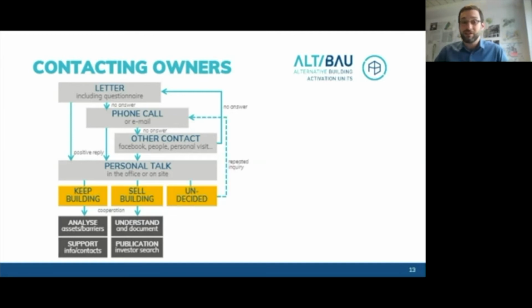But if the owner is undecided, if it's not clear what he wants, then it's really important that time after time again, you restart trying to contact him, really to engage in conversation. But sometimes it's really a long time that it takes until you can find a solution and get something moving.